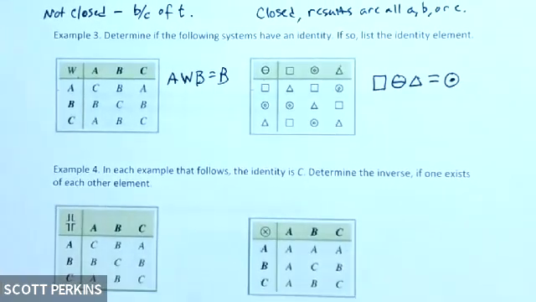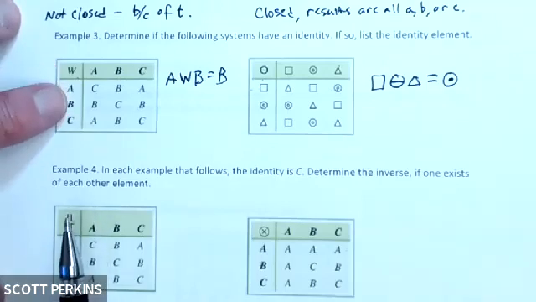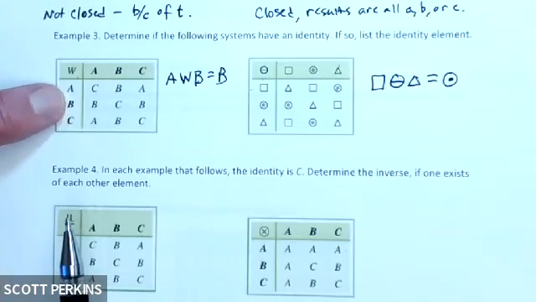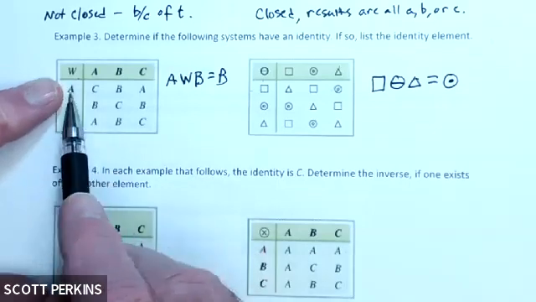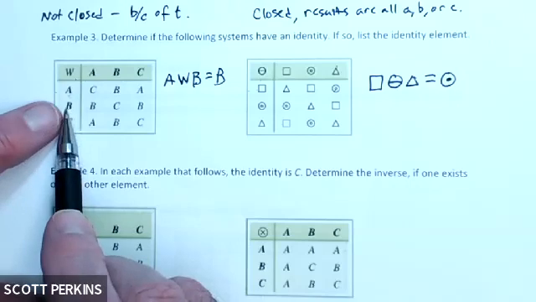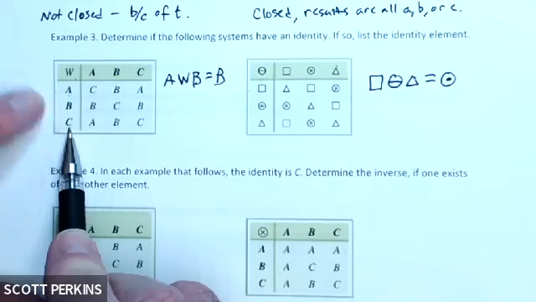So on the left one, if you're looking at the columns or rows, it doesn't matter. I'm looking at this right here. I've got A, B, C in this column. Is there an element that produces A, B, C in the same order? Because we're looking for an identity. Remember, identity means when I combine with this element, I get exactly what I started with. So is there an element that when I combine with A, I get A? For that same element, when I combine with B, do I get B? And when I combine with C, do I get C?